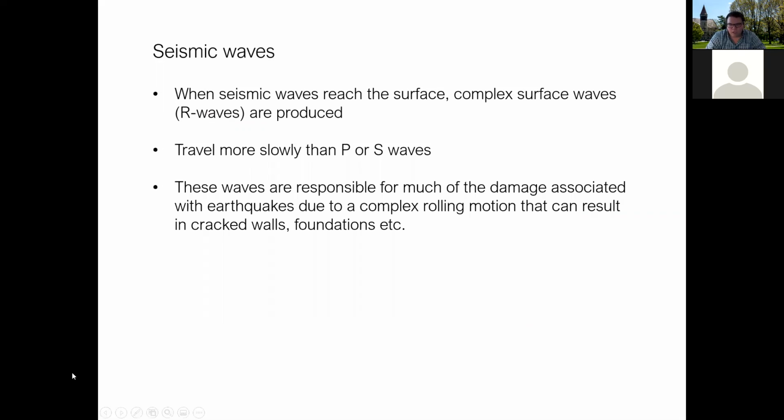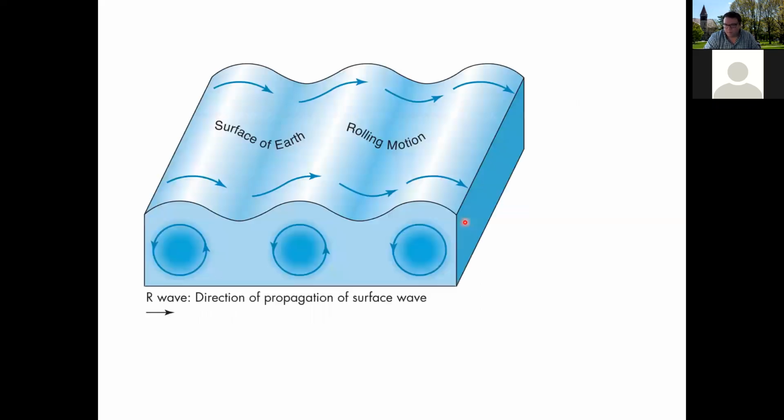So these are tied to the complex, rolling motion that results in a lot of cracked walls and foundations. Most of the damage that causes buildings to lose their mechanical strength and fail is related to the complexity of this non-orthogonal motion in these waves.